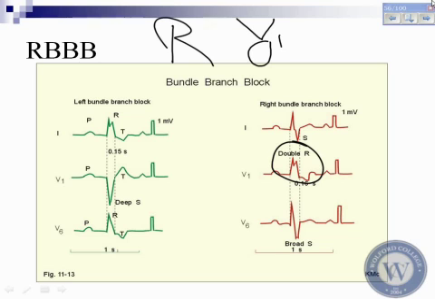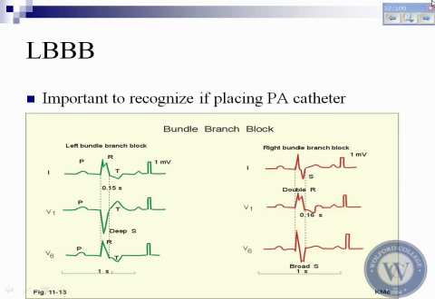This job is very scary. I mean, you got to make light of it, but it's a crazy job some days. So you got to pay attention to all these little details that we give you. A right bundle branch block is actually the benign one of these two. You don't have to worry about a PA catheter knocking something out. On the other hand, the left bundle branch block does. You got to recognize it before you put in a PA catheter.